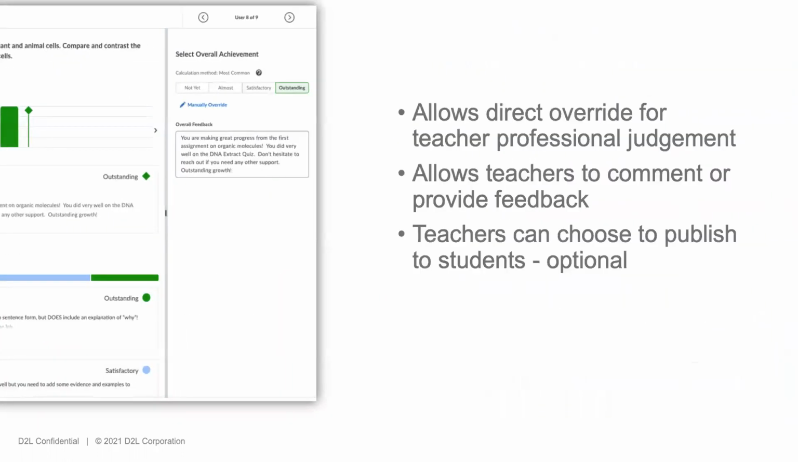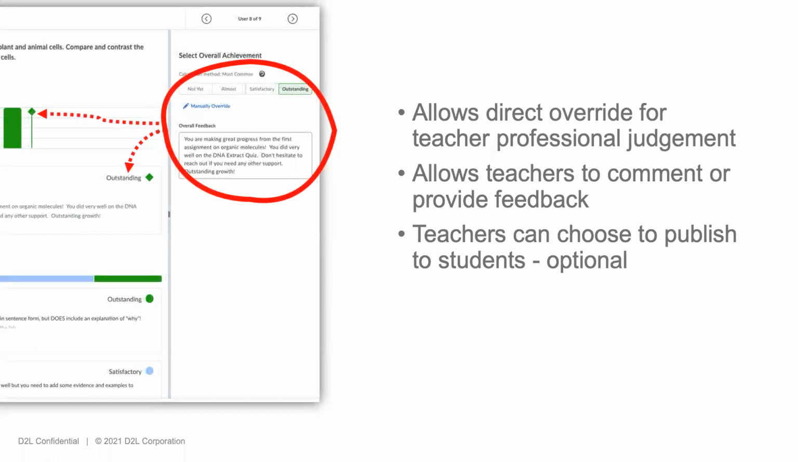In addition, it also allows the instructor or the teacher to apply his or her professional judgment when making this determination of student progress. So they can provide comments as feedback to the learner, as well as a level of achievement. So if you want to mark a point in time, you can determine what is a really accurate representation of the student's progress at that point in time.